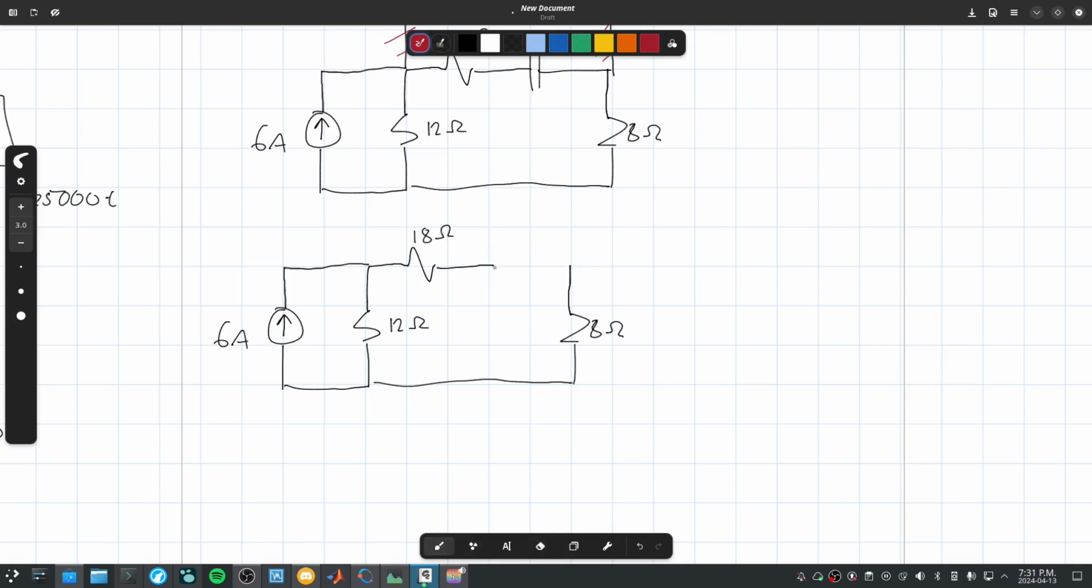The capacitor, once again, because it's been sitting there for a long time, has become an open circuit. And again, we don't like branches, so we can just do source transformation once again. So this is plus minus, this is 72 volts. We bring the 12 ohm resistor up here.